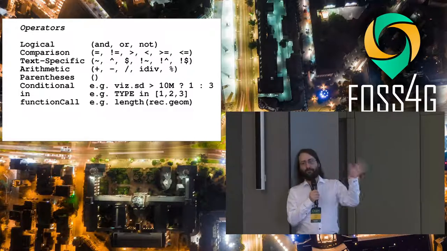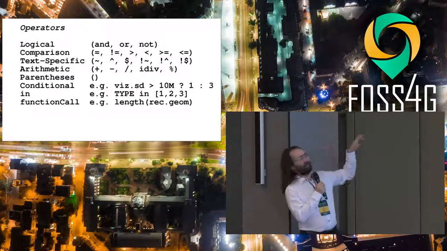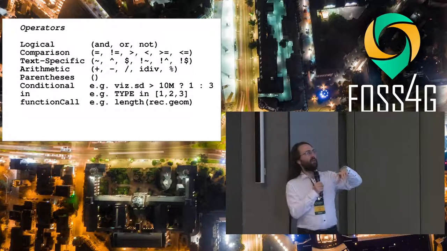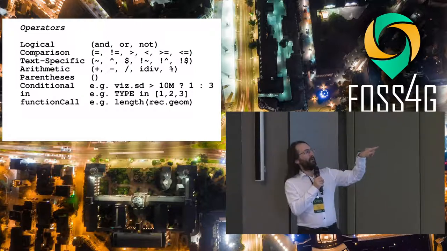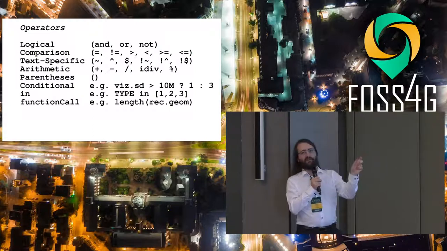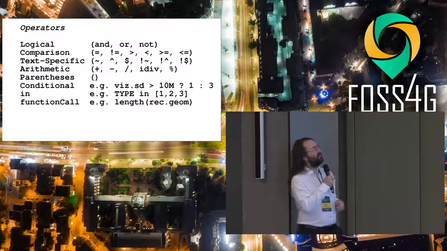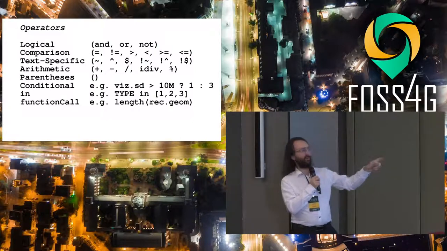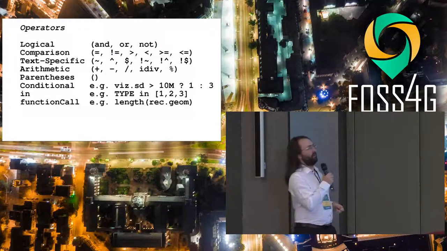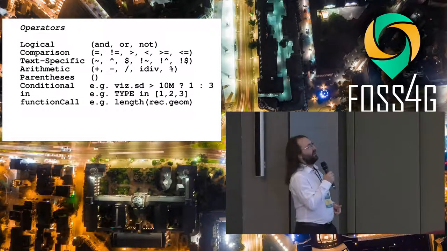So it's a full expression language. You have all the basic operators, logical comparison, and there are text-specific operators to check if a string contains, begins with, or ends with. You can do arithmetic, and you can change the priority with parentheses. You have the conditional operator, so that you can, for example, easily and concisely define different things for different scale denominators, all inside the same symbolizer. This is the list example here, and you can also have function calls, for example, the length of the centroid of the geometry. Of course, this is also extensible, so more functions can be added.